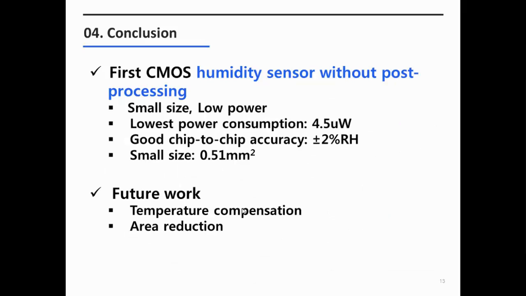To conclude, we proposed a CMOS humidity sensor without post-processing for the first time. Having a small form factor, it only consumes 4.5 microwatts, and it shows good chip-to-chip accuracy. For future work, we are planning to add a block for temperature compensation. And also, we expect that we can reduce the chip size further if the size of the surface resistor is reduced.